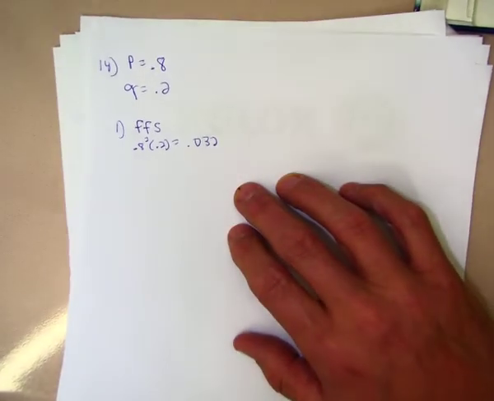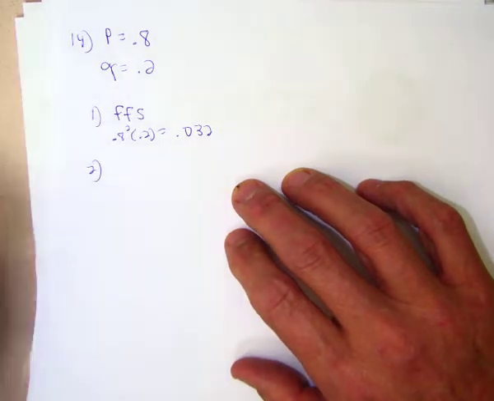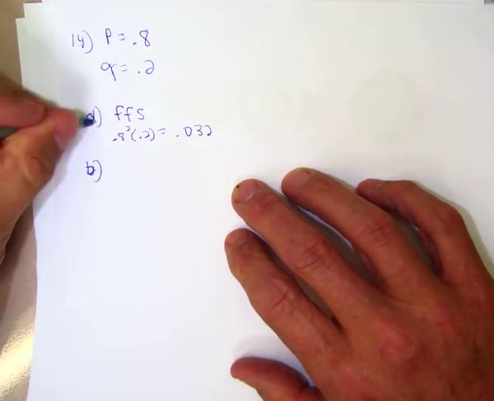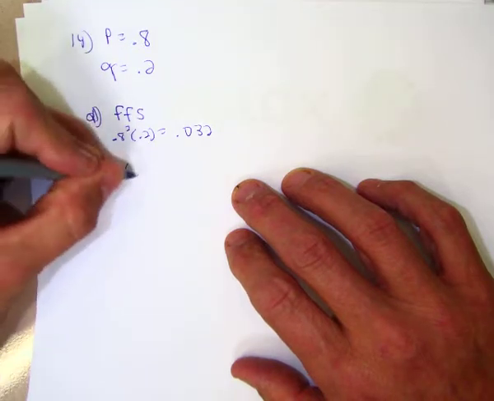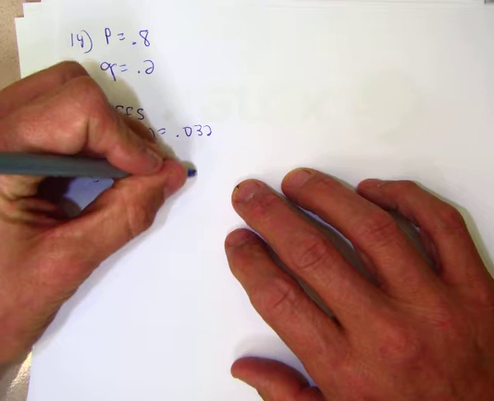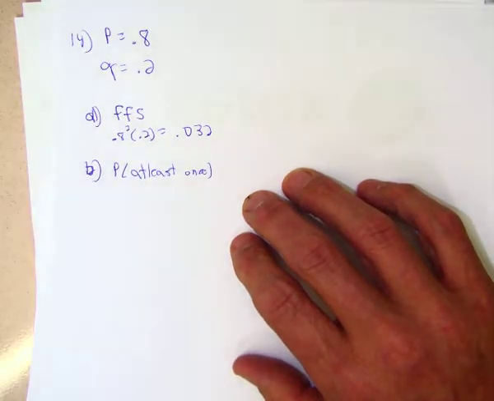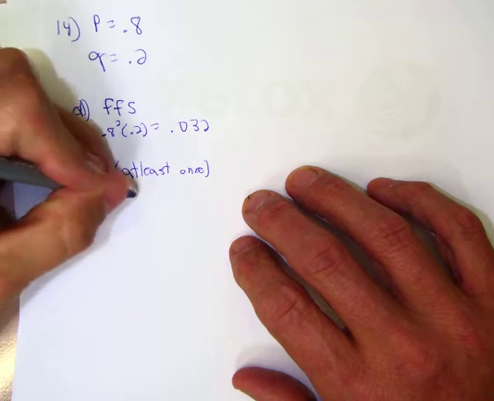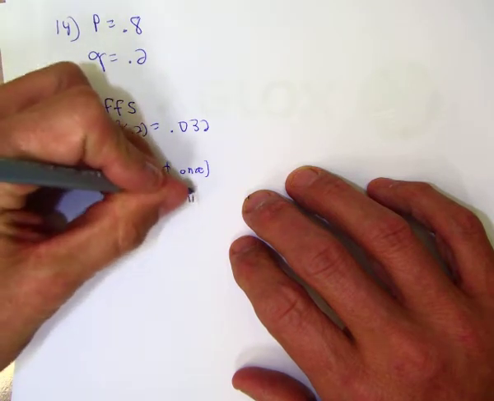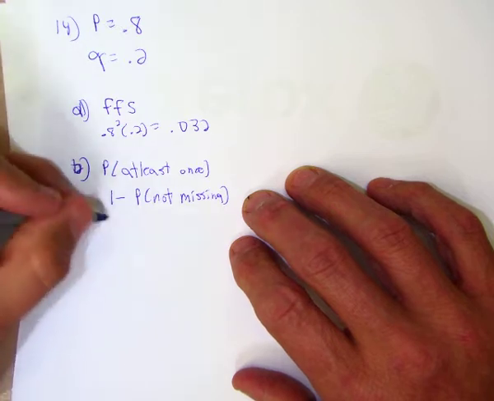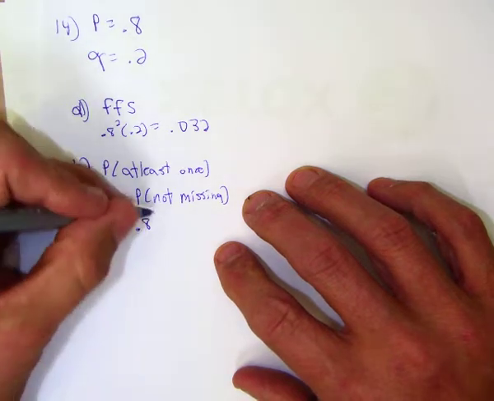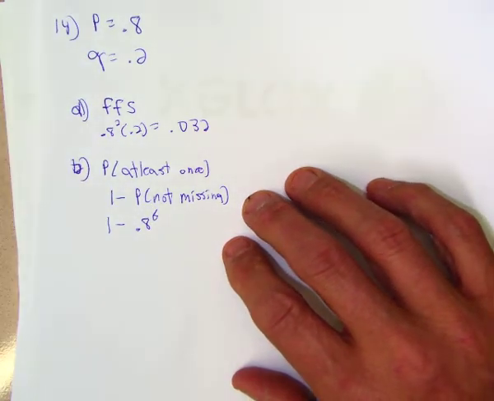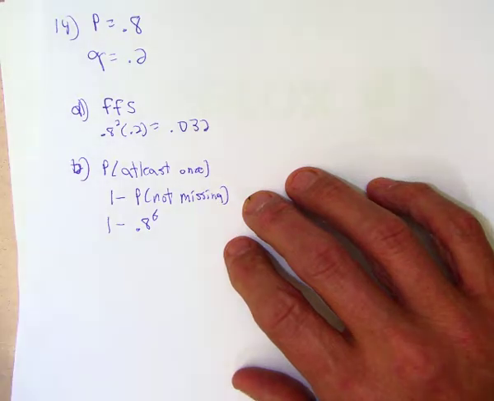Let me zoom that in a little bit. There we go. Part B. She misses the bullseye at least once. Okay, well, she's getting 6 shots, so what's the probability that she misses at least once? Well, how do we do at least once? At least 1 is always 1 minus the probability of not missing. Okay, well, what's the probability that she doesn't miss? Well, the probability that the person doesn't miss is 0.8 to the 6th. So it's 1 minus 0.8 to the 6th, and that's 0.738.